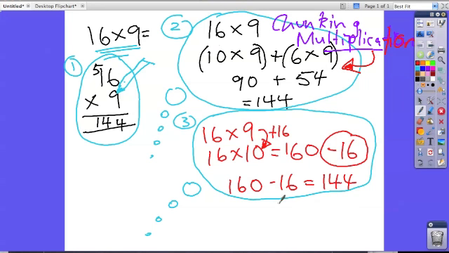And this one down here, we call this compensating. That's called compensating.